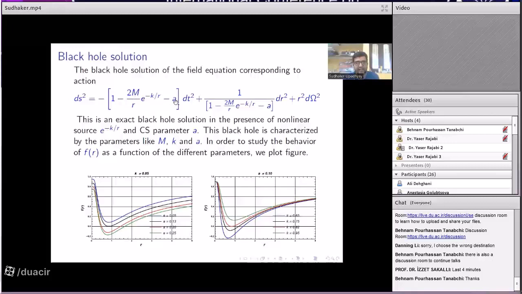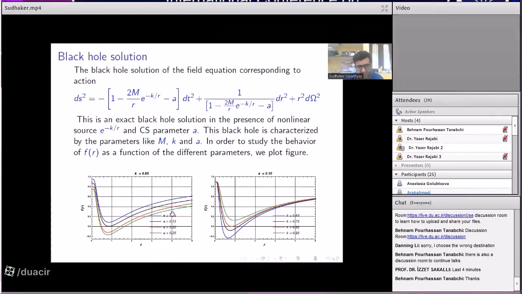Okay, so your metric function is described by 3 parameters, especially M, K, and A. And now to study the behavior of the metric function, we plot the potential. The potential is of this form for the metric function of these black hole solutions, and we see the effect of the CS parameter here by changing the values of the CS parameter A while fixing the deviation parameter. So the CS parameter, if you increase the value, you see the metric function potential becomes more negative and has smaller values.